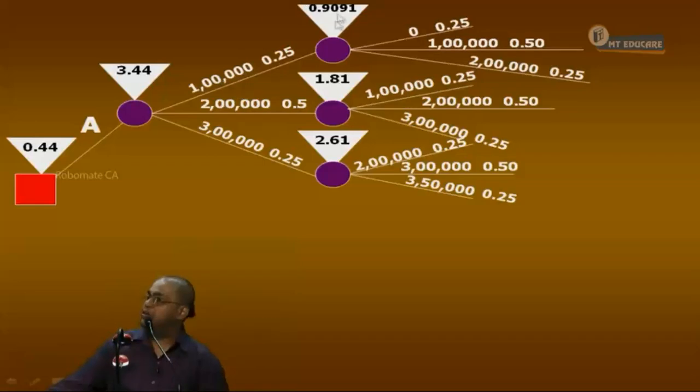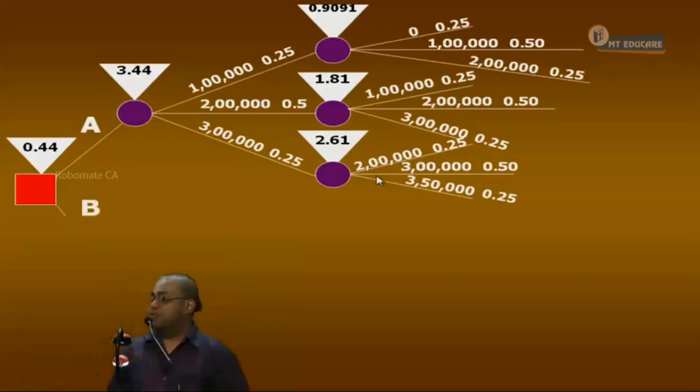Yes or no? Now for the remaining, 1,81,000 better or 1,50,000 better? 1,81,000 is better. 2,61,000 better or 1,50,000 better? 2,61,000. So if the first year cash flow happens to be 2 lakhs or 3 lakhs, I'll continue with the second year. And here, if the expected cash flow happens to be 1 lakh, I'll abandon in the first year itself and get 1,50,000. That's the only difference. Right or not?